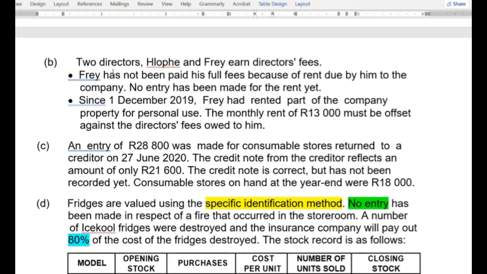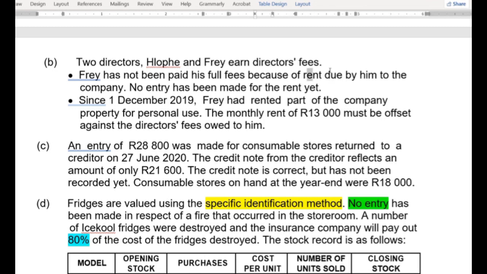So now read. Two directors earn directors' fees. Frey has not been paid his full fees because of rent due by him. So Frey rents a premises from us. Okay, so this is the first time that I now see that there's rent income. I wouldn't have known this before because they said nothing about rent income earlier. So I now see there's rent income, and I'm going to take note of that. But I'm going to read on because now I'm highlighting and I'm circling. So I'm going to highlight the word. Okay, there is rent income.